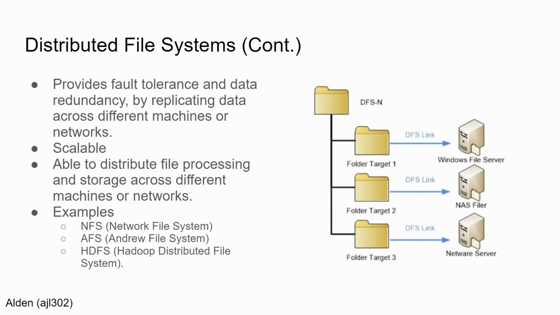One advantage to using a distributed file system is that it provides fault tolerance and data redundancy. It achieves this by replicating the data across different machines and networks. Examples of distributed file systems are NFS, which is Network File System, AFS, or Andrew File System, and HDFS, which is Hadoop Distributed File System.